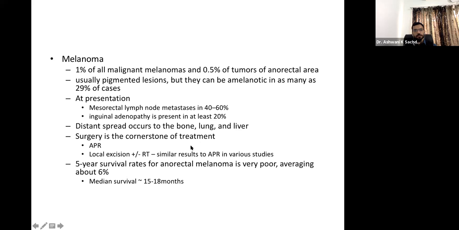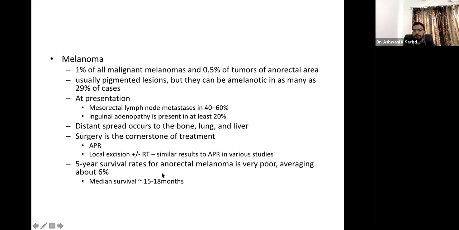Surgery is the mainstay of treatment. Surgery can be local excision with or without RT, and it can be abdominoperineal resection. Local resection, if it is possible, is the preferred modality. Initially, the modality of treatment used to be abdominoperineal resection for all malignant melanoma, but recent studies have found that local excision has similar results, similar survival, and similar disease-free and local recurrence rate compared to APR. So APR is not recommended anymore if it can be done with the local resection only.